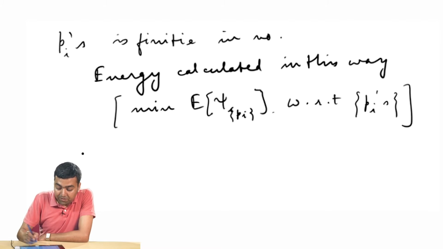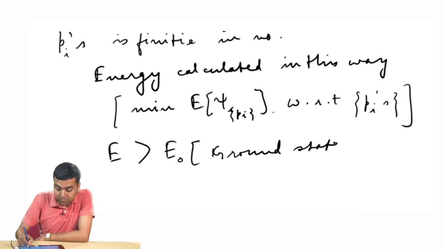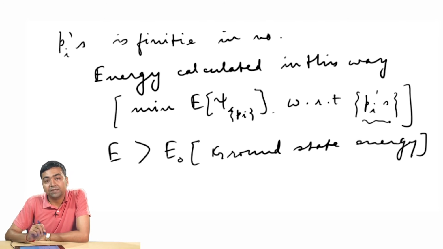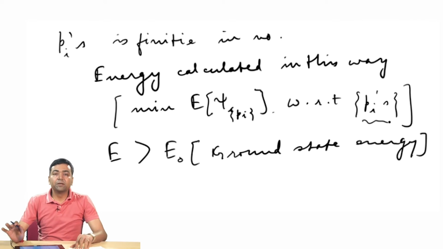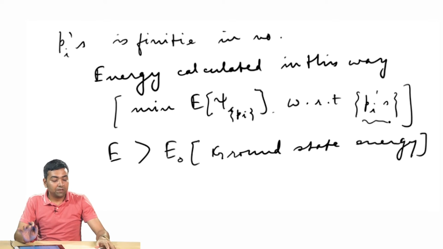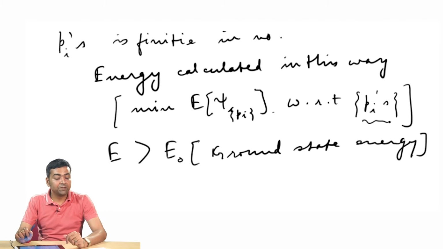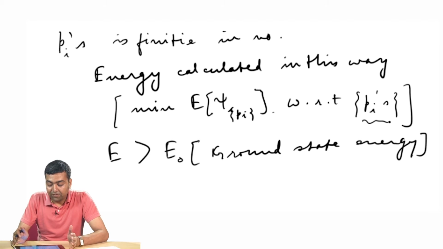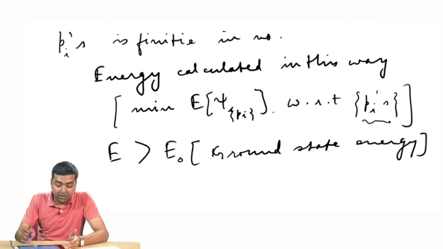If I call this energy E, it will always be greater than my ground state energy E0, where E0 is my ground state energy. So, by increasing the number of psi's in my expansion, I can gradually converge towards the ground state. This is the basic principle of the variational principle, and we will soon show that this leads to writing the Schrodinger equation in a matrix form.